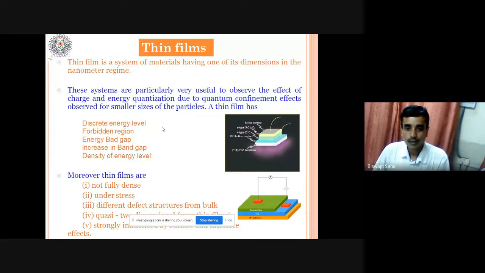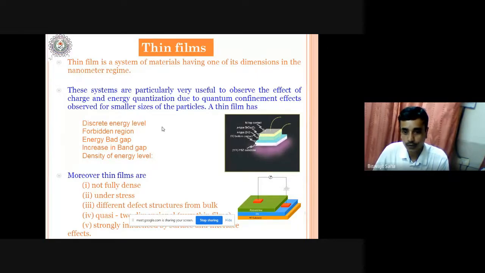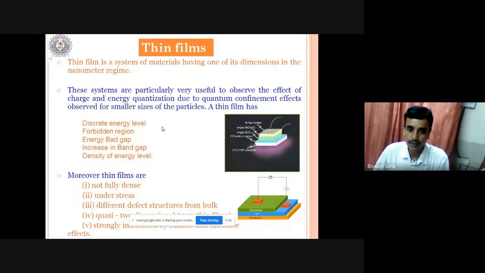As we know, a thin film is a system where two of its dimensions are free for the movement of the electron. So these systems are particularly useful to observe the effect of charge and energy quantization in one direction. As a result, what happens? It gets discrete energy levels. The energy levels are no longer continuous. Because of the confinement effect, the energy levels are discrete, meaning there are some gaps between the allowed energy levels.